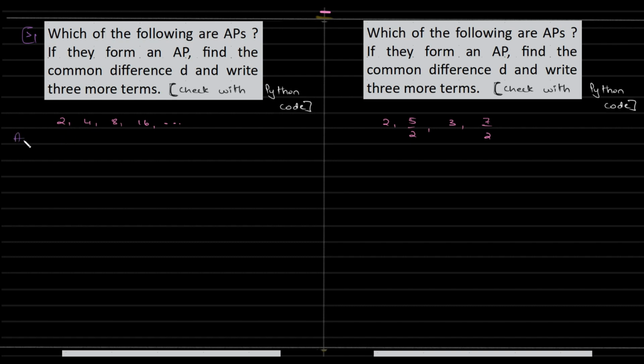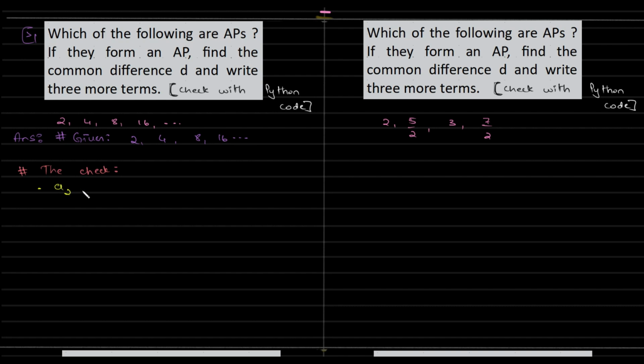So how do you check that? How do you check if something is an AP? Well, it's simple. First, write the heading. I mean, that's supposed to be a bad joke.